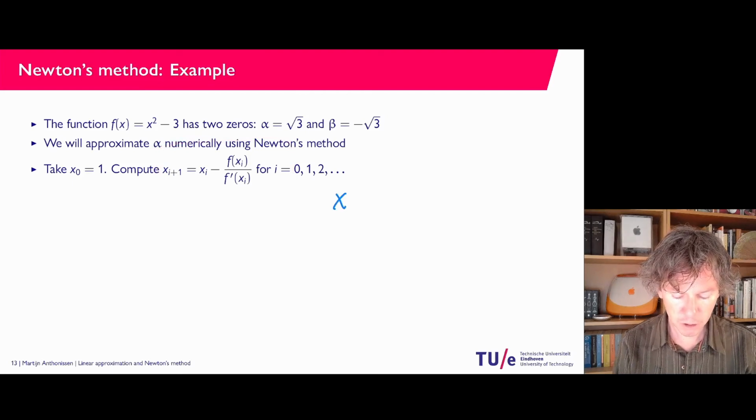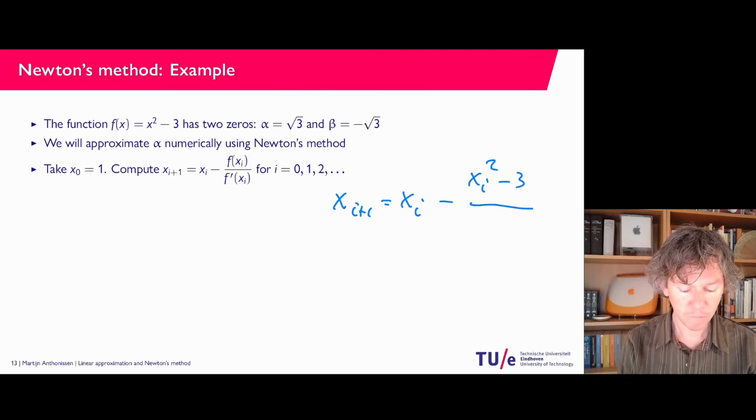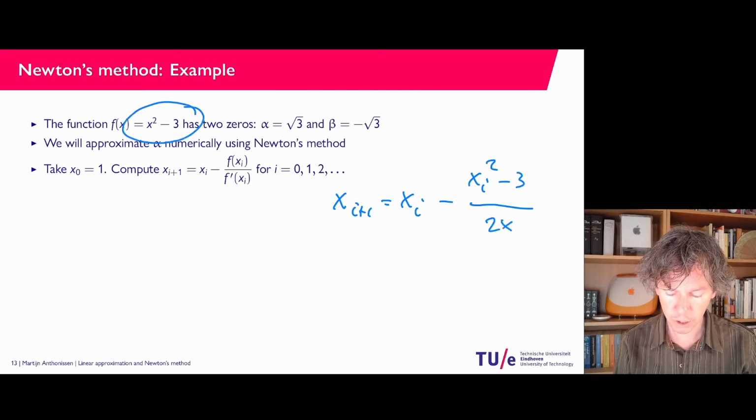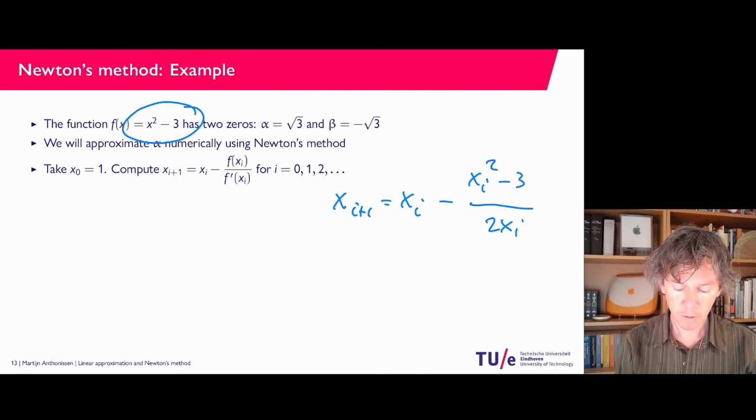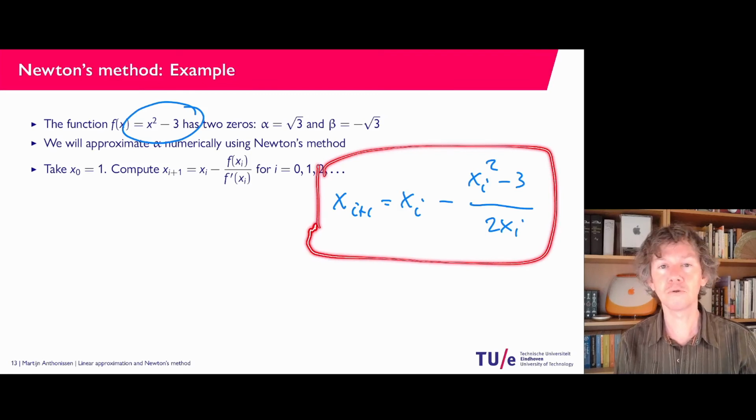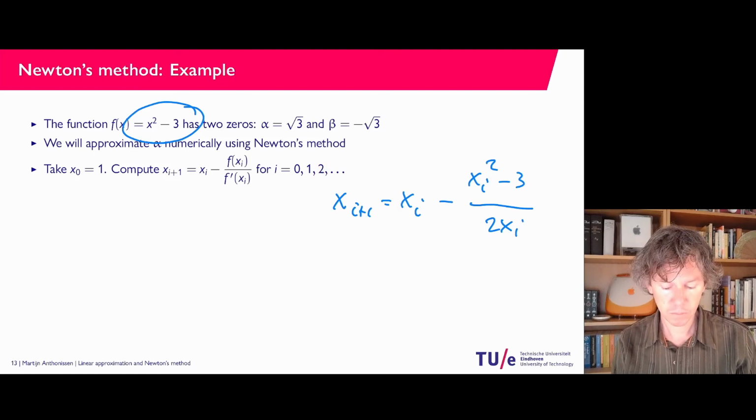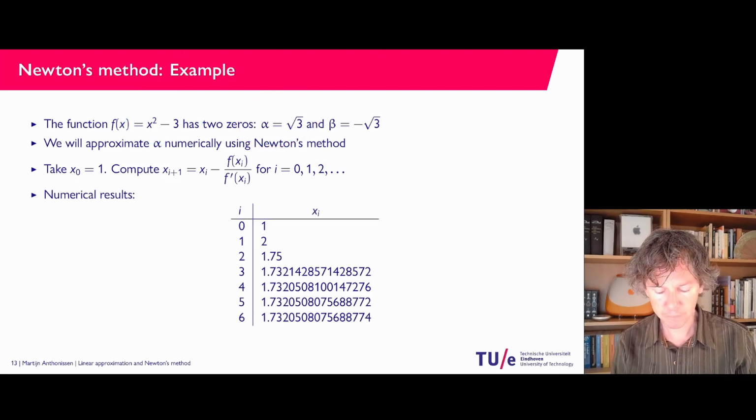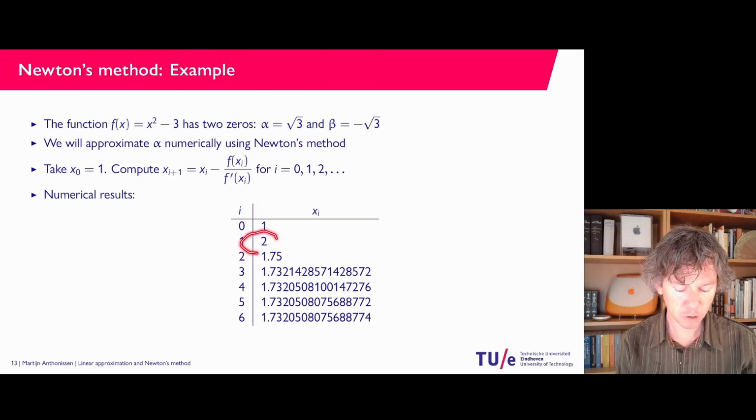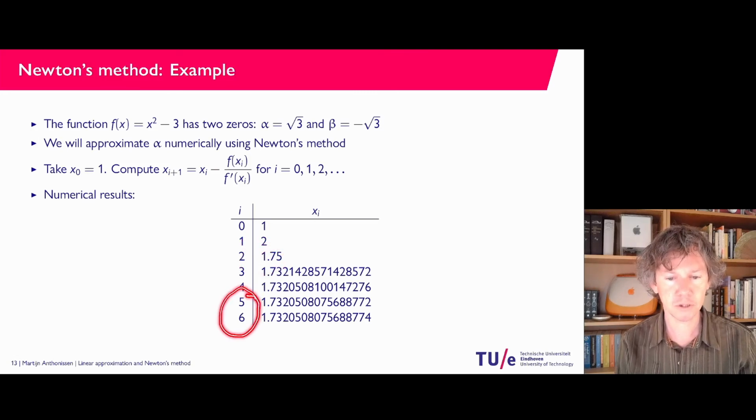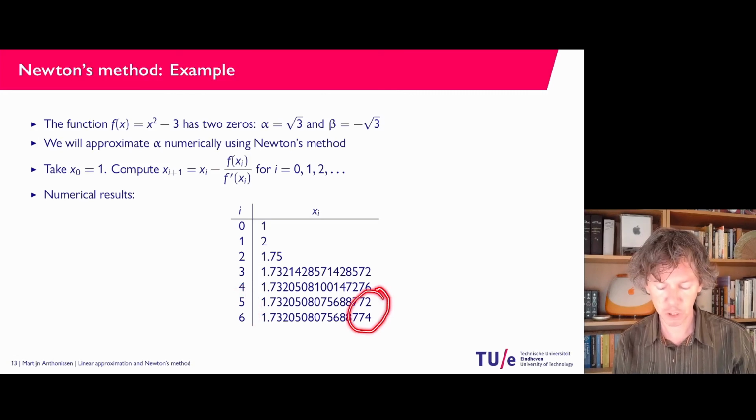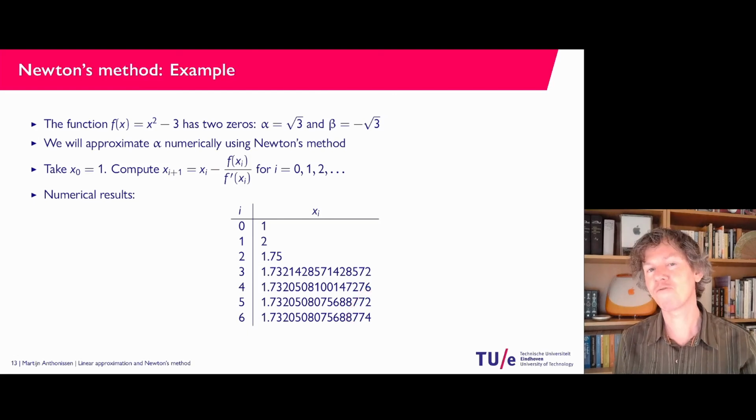So that's the general formula that we just found. For our example, what we find is x_{i+1} equals x_i minus f(x_i), that's x_i squared minus 3, over f', well, if we differentiate this we get 2x_i. So apparently if you repeat this, starting with some x0, compute x1, then plug in x1 to compute x2, and so on, then it should go to alpha, to square root of 3. So let's see what happens. Here you see we start with 1, and then the next approximation we find is 2, and then 1.75. And you see that already from the 5th until the 6th iteration, x5 and x6, they're very close together. The only difference is in the last digit. So this gives very, very fast convergence.